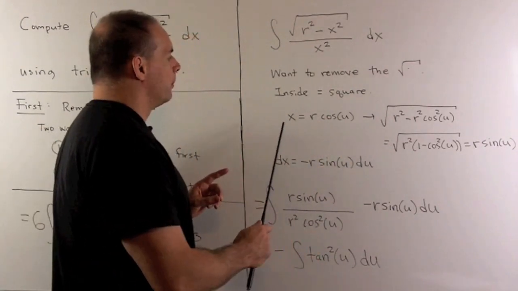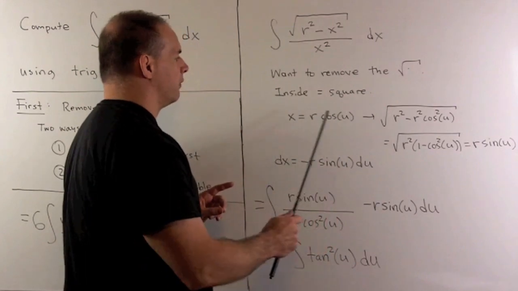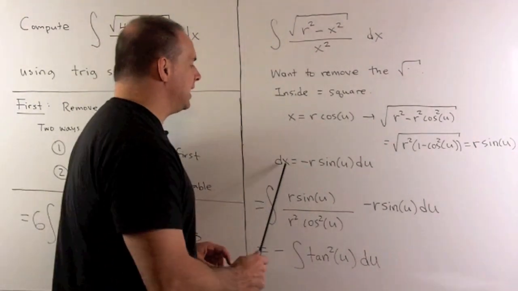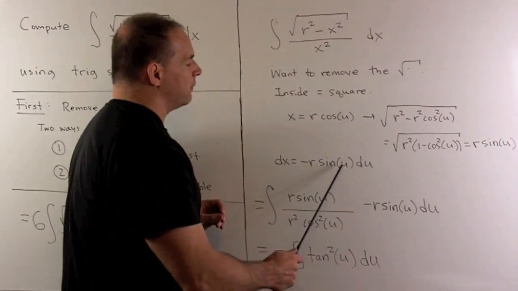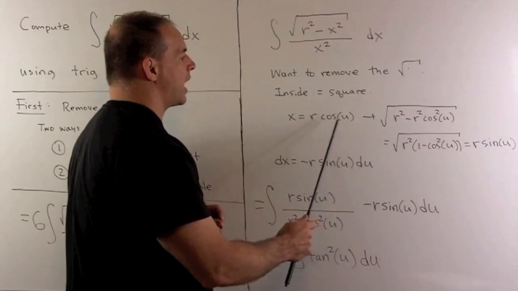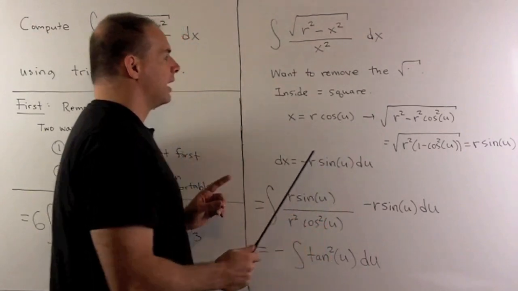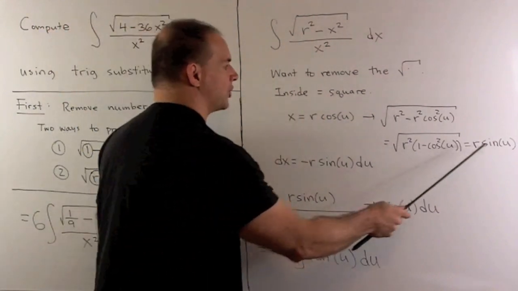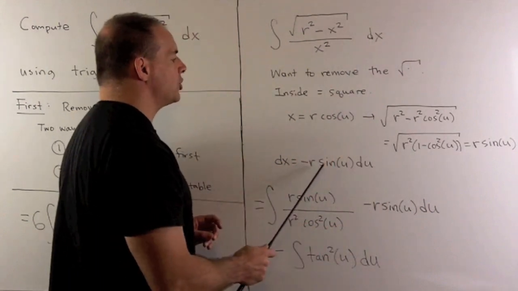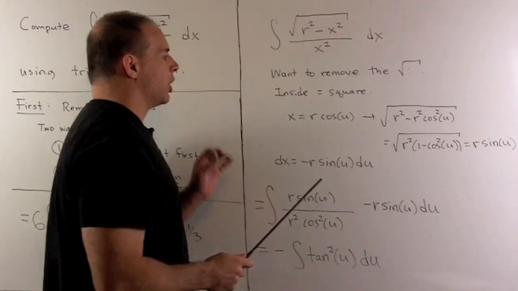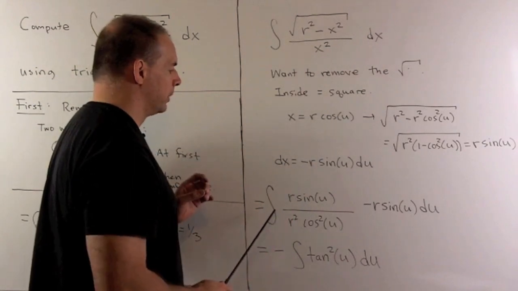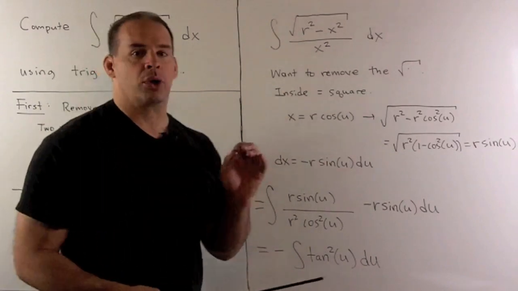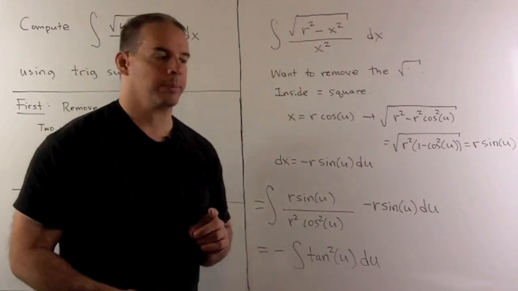For this equation, I'm going to take the derivative of both sides. Remember, r is just a number that we're using as a placeholder. So we'll have that dx equals minus r sine of u du, since the derivative of cosine is just minus sine. Now, I substitute. Our square root term is just going to be r sine of u. dx is minus r sine of u du. x squared is going to be r squared cosine squared of u. So we put all this together. The r squareds go away, and I'm left with sine squared over cosine squared, which is just tangent squared.